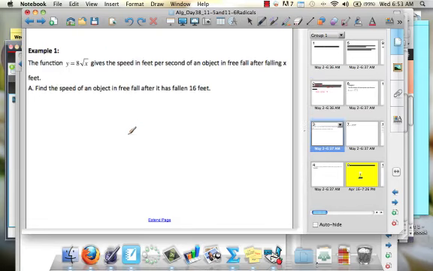So the function y equals 8 square root of x gives the speed in feet per second of an object in a free fall after falling x feet. So we're going to find the speed of an object in a free fall after it has fallen 16 feet. This means that if x is how many feet it's fallen, then we've got x equals 16, so I'm going to find out what y equals. Y equals 8 times the square root of 16, which we know the square root of 16 is 4. So that means y equals 32 feet per second.